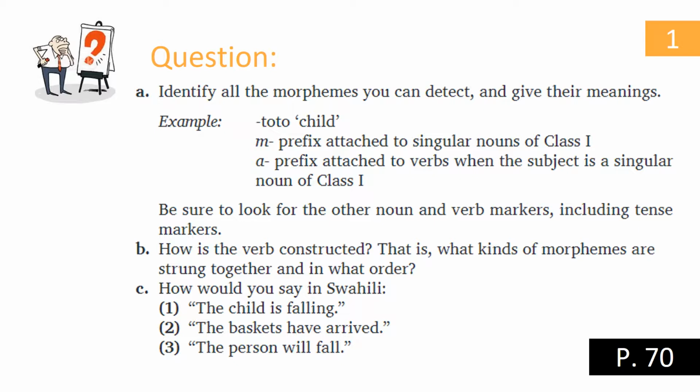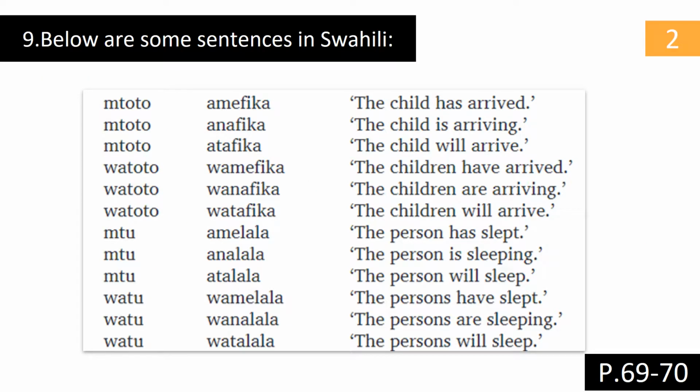Question 9. We are given some sentences in Swahili, and then we are tasked with identifying the morphemes we can detect, giving their meanings, figuring out the verb construction rule, and translating the following sentences: the child is falling, the baskets have arrived, and the person will fall into Swahili. After analyzing the sentences, we were able to find some consistencies.